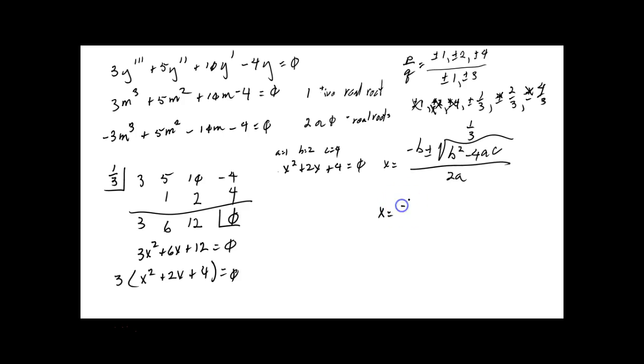Minus 2 plus or minus the square root of 2 squared, which is 4, minus 4 times 1 times 4, over 2 times 1 is 2. And this will give you minus 2 plus or minus the square root of 4 minus 16. Now, when I get to this point, first thing I do is count my negatives. Well, we only had 1. If we had 2, that's going to be a plus sign. If we had 3, that's going to be a minus sign.